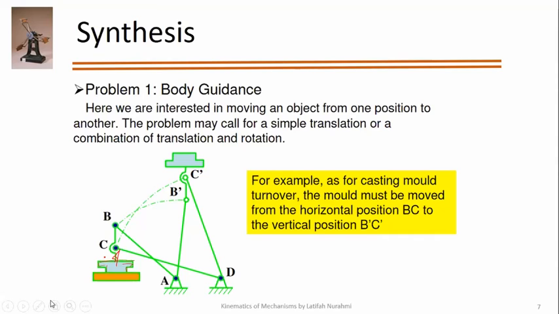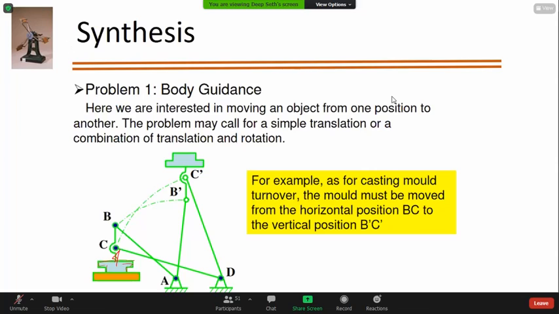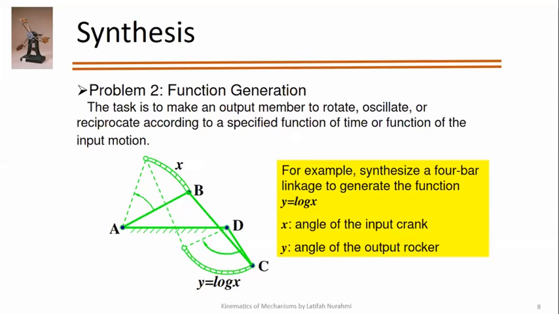So we removed it from the horizontal position BC, and now we made it to the vertical position B dash. That's what this mechanism is doing. Now comes function generation.